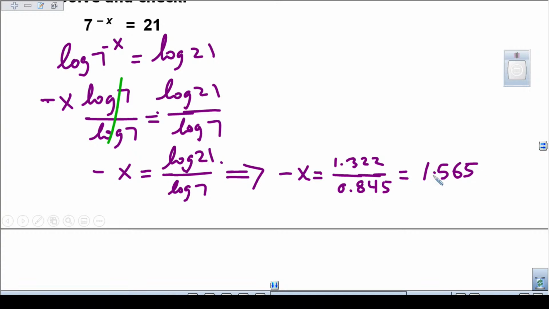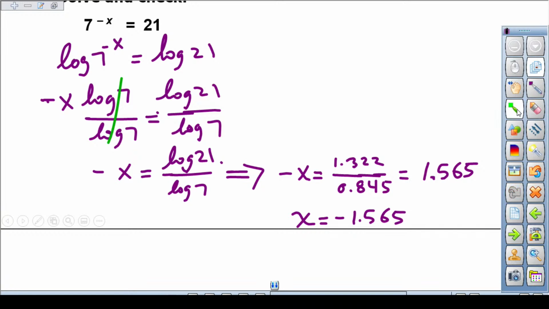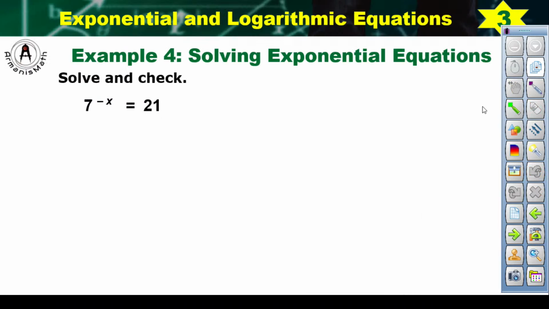1.565. Now I wanted you to be aware that this was the negative x, not the x. So if you want the x, obviously you multiply both sides by -1 or divide both sides by -1. So x equals the negative of 1.565. All right, so that's going to be the negative value of this.